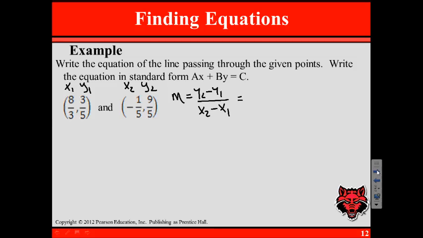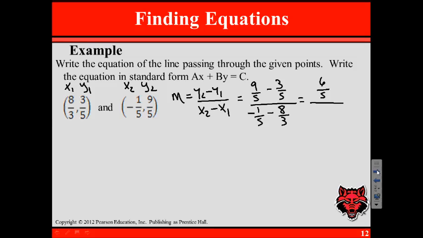Plugging in the labeled information, we have 9/5 minus 3/5, all divided by negative 1/5 minus 8/3. So in the numerator, we can go ahead and subtract. 9 minus 3 is 6, so this becomes 6/5.